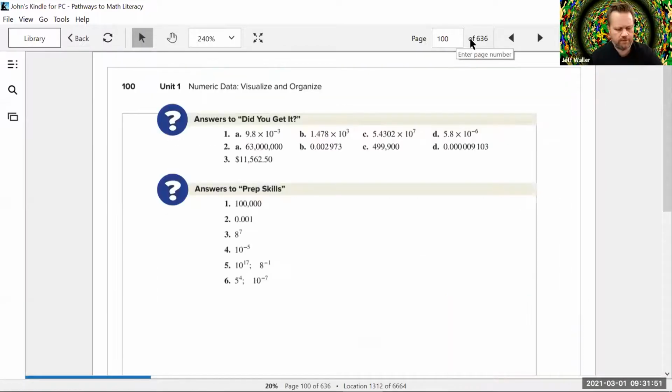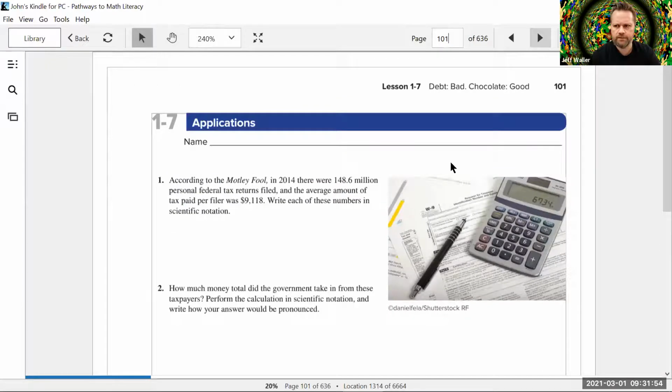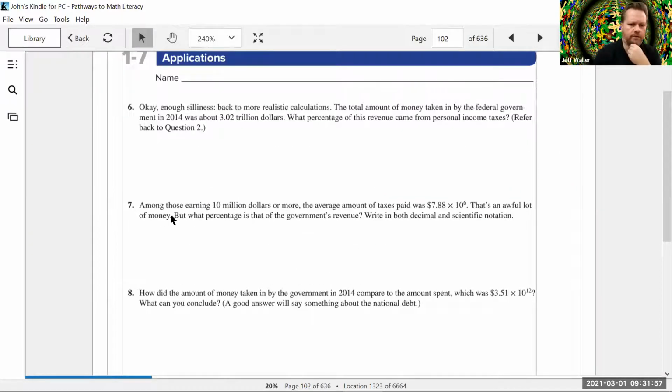Another one. Yes. From 1-7. Can we go to number 7, please? Yeah, hold on, let me see. Oh, okay. I think this is one that's worded weird. Among those earning $10 million or more, the average amount of taxes paid was this. What percentage is that of the government's revenue? So here's the government's revenue right here, right? And then they want to know what percentage of this is that.